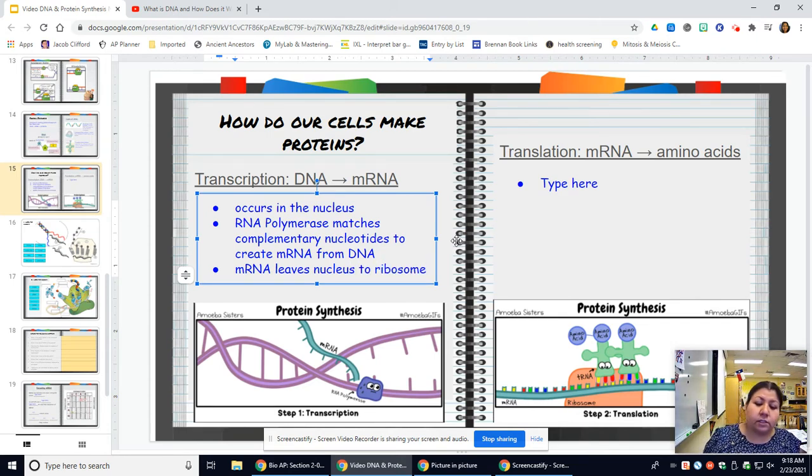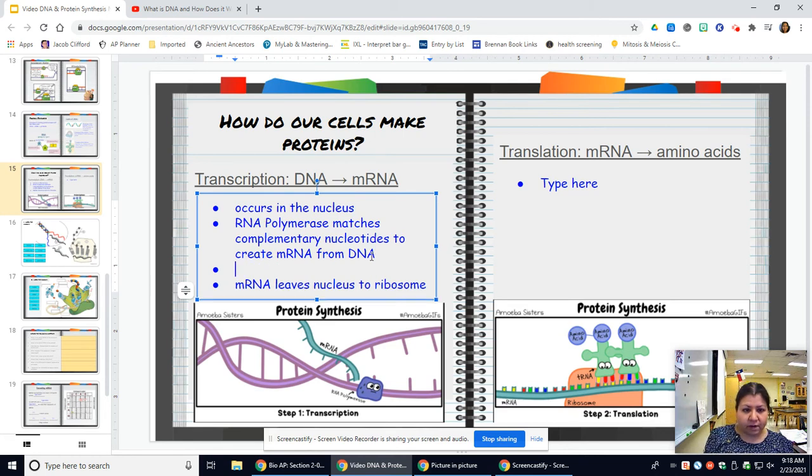One of the things I want to point out: when RNA polymerase is matching the nucleotides, just like how A matches with T and G matches with C, it's going to do the same thing, except that in RNA, we don't have T, we don't have thymine. So anytime we have an A in the DNA, it's going to go to a base called U, which is uracil. I'm actually going to put this right here, and I'm going to put a little space.